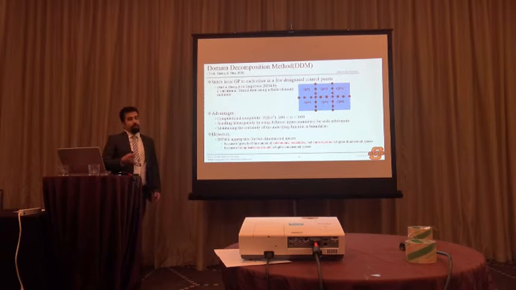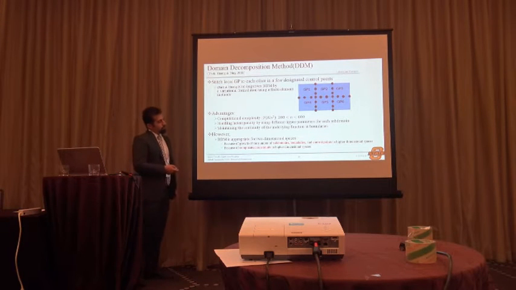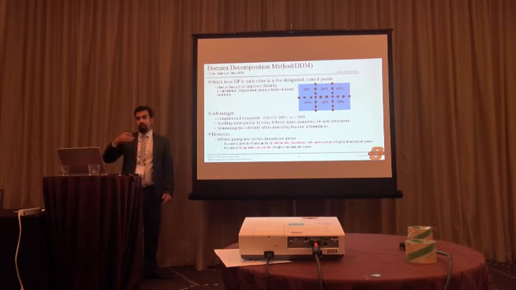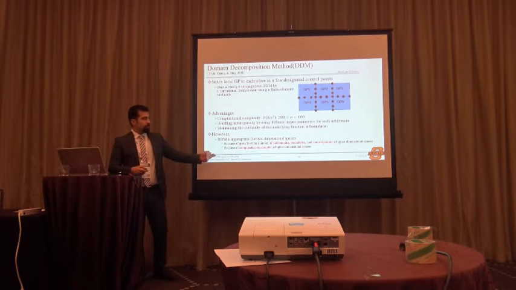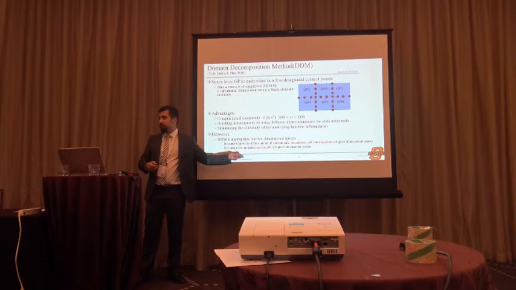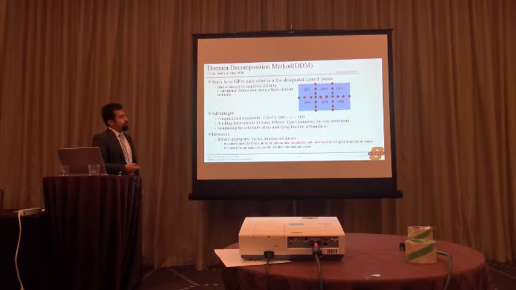DDM is appropriate only for two-dimensional spaces. Why is this the case? Because the number of subdomains, boundaries, and control points grows as we go higher in dimension, and also the type of constraints that we need to exert on the model would be complicated in higher dimensions. Let me just illustrate it to you.